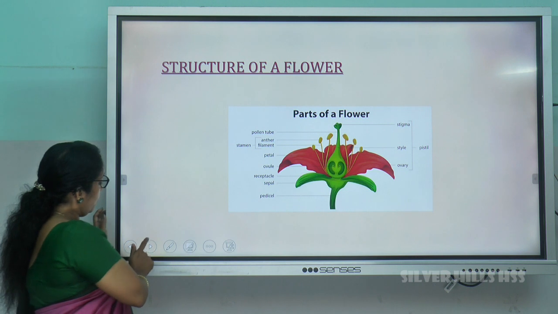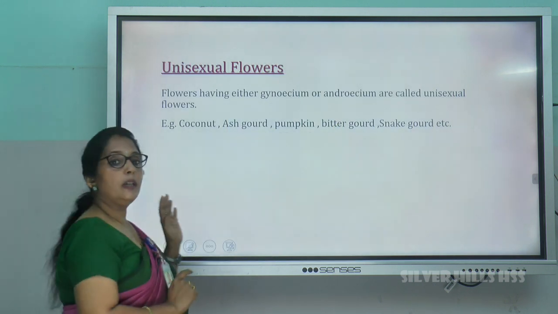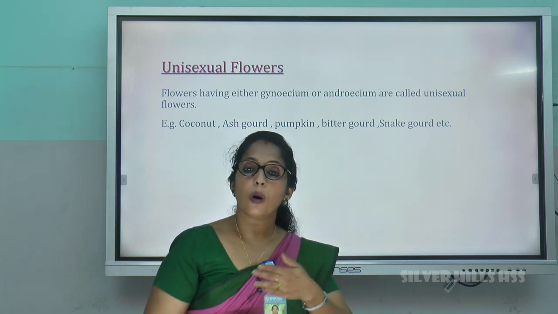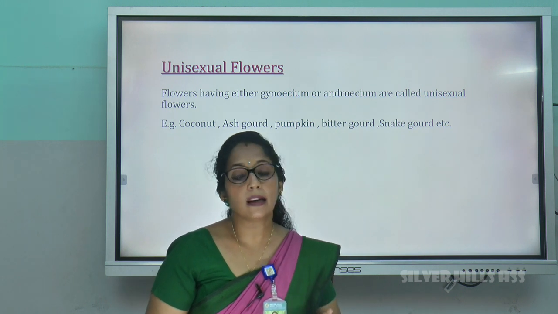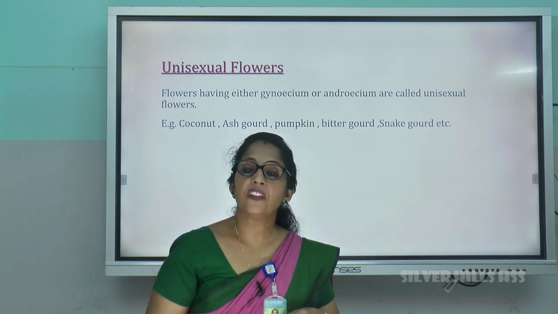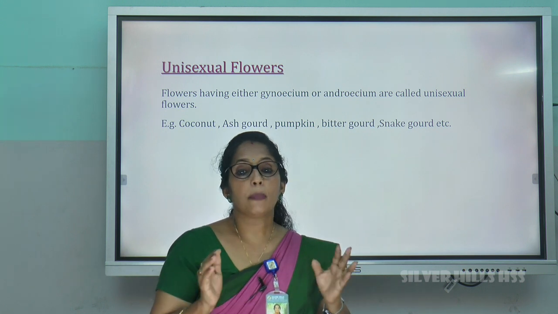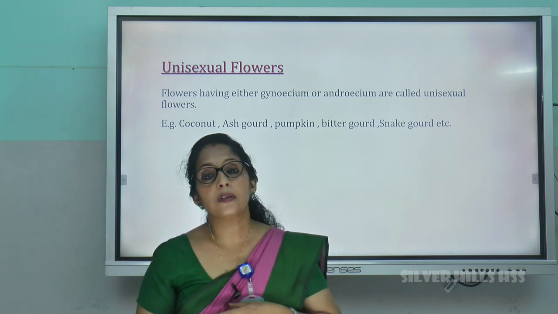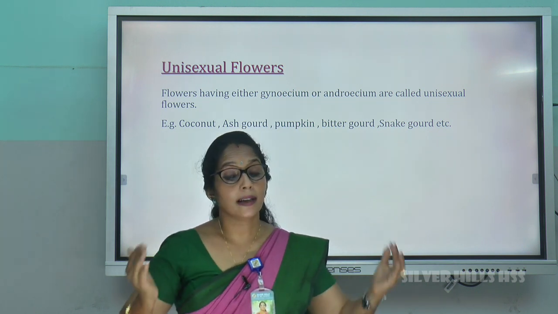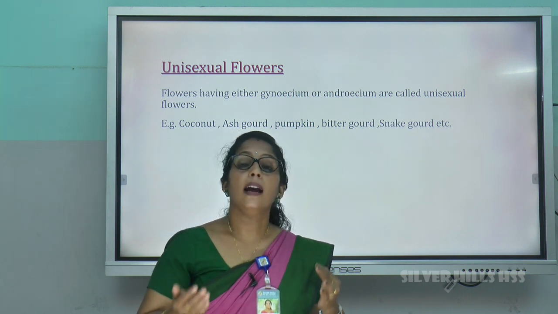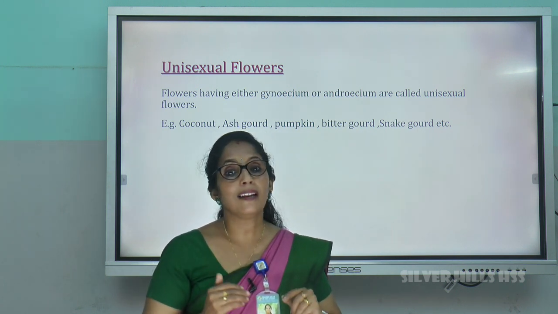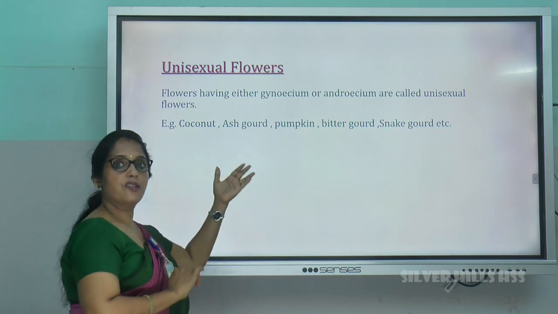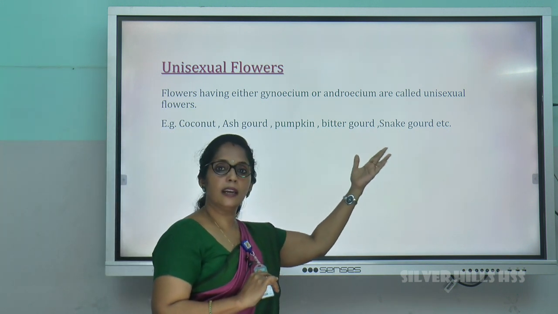So, what are unisexual flowers? Unisexual flowers are the flowers having either androecium or gynoecium. Androecium means male reproductive part. Gynoecium means female reproductive part. If a plant has a lot of flowers, some flowers may be male flowers and some may be female flowers. Such a plant is called a unisexual plant and the flowers are called unisexual flowers. Examples for unisexual flowers are coconut, ash gourd, pumpkin, bitter gourd, snake gourd, etc.